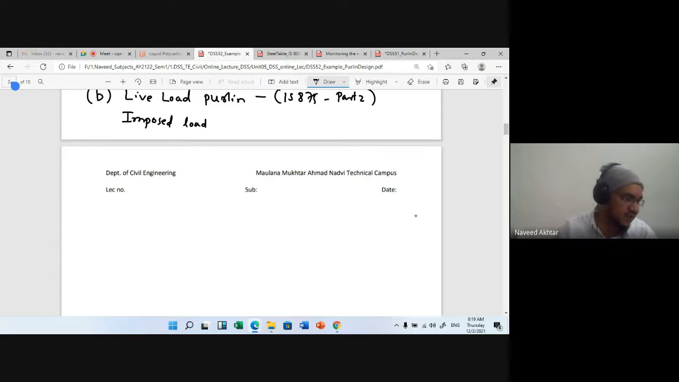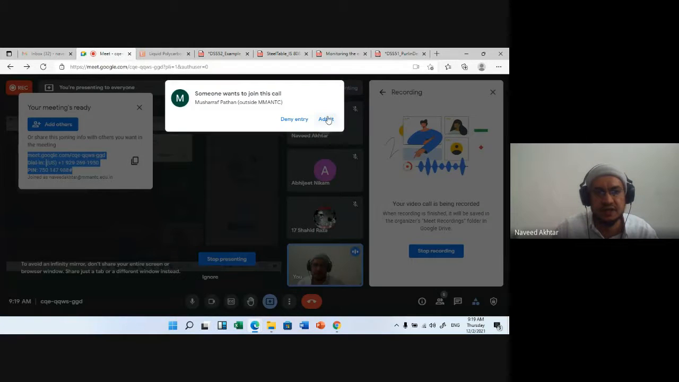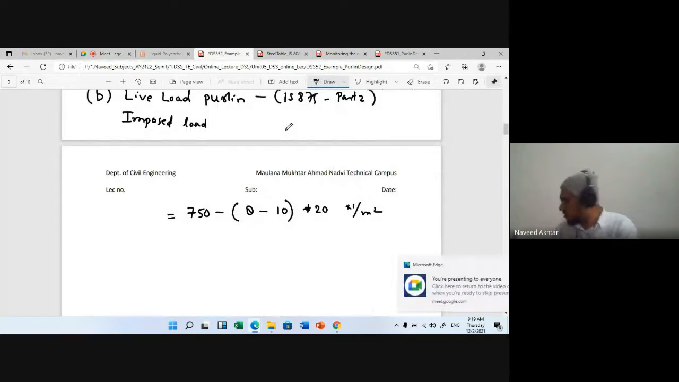The empirical equation we draw from that table is 750 minus (theta minus 10) into 20 Newton per meter square, for slope more than 10 degree. We know theta here.